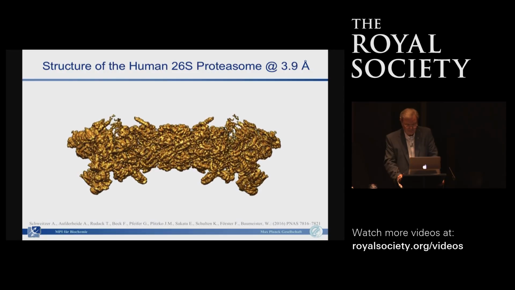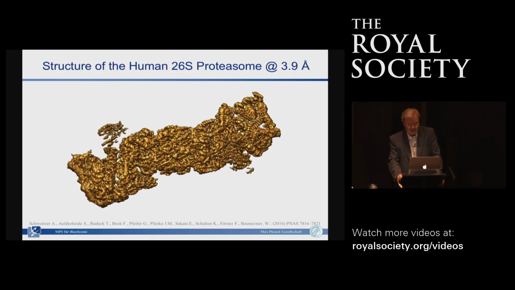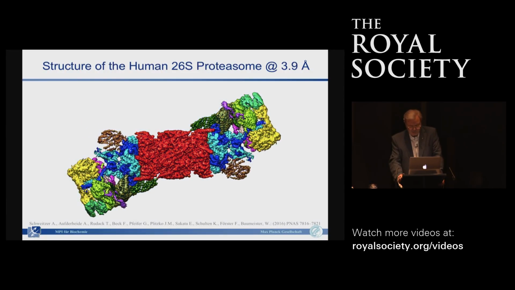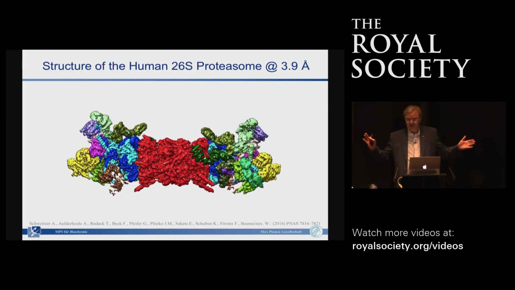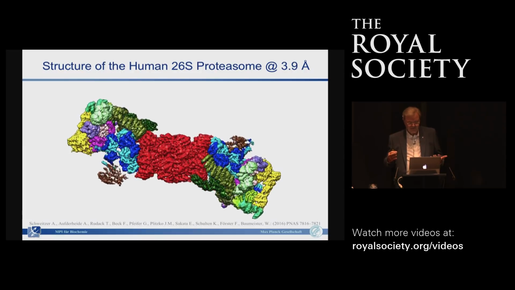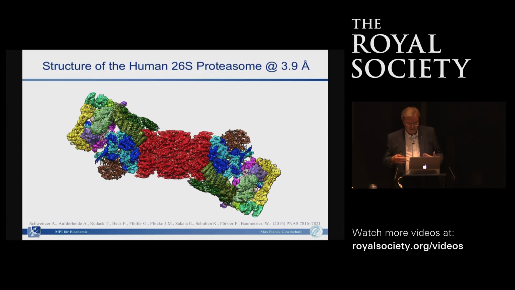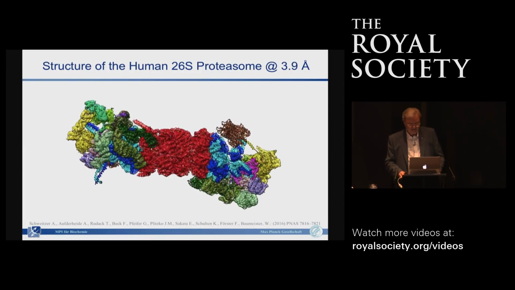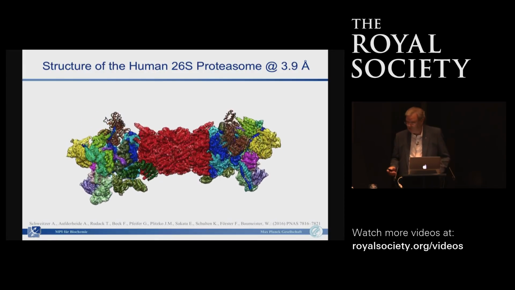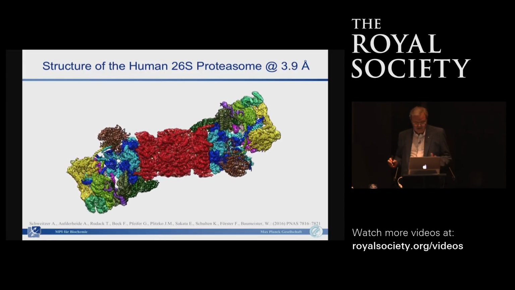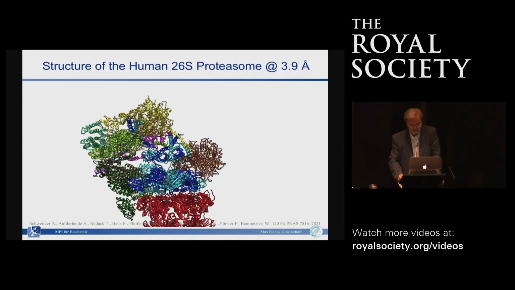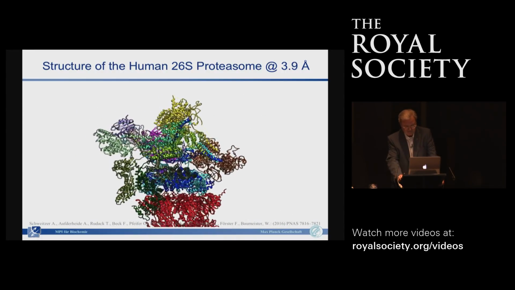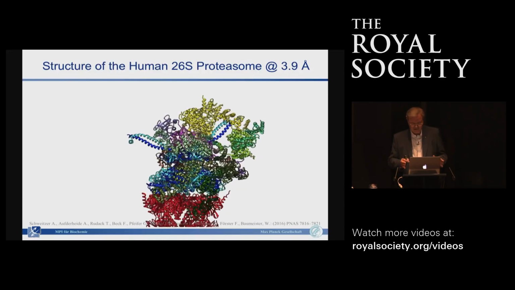We can go to quite a bit higher resolution now. This is the structure of the human proteasome at 3.9 angstroms here. Now this is obviously not in situ, but I need to introduce the structure in order to explain what we see in situ. So the red part is the 20S proteasome, and the structure had been determined by various groups in the meantime by X-ray crystallography. That is a very robust entity.